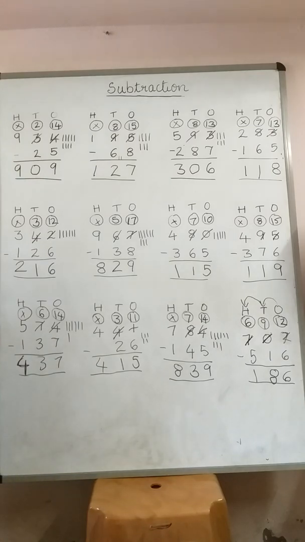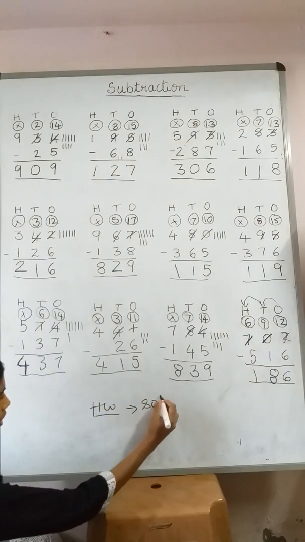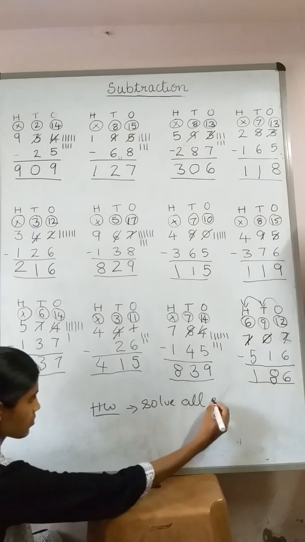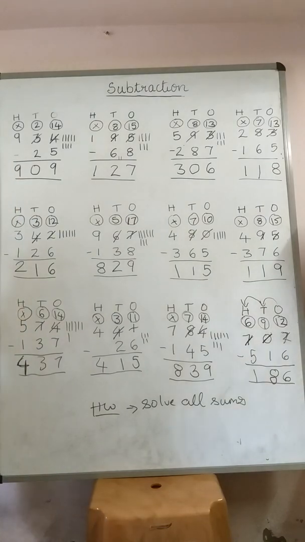Okay, I hope you followed these 12 subtraction sums by borrowing. So next there are 5 sums to solve. That is your homework. Homework for today is to solve all sums. All sums means there are 5 more sums to solve, from page number 46. These are the sums from page 46. The remaining 5 are there to solve. So solve as homework. And copy this neatly in your notebook and write in your textbook also.